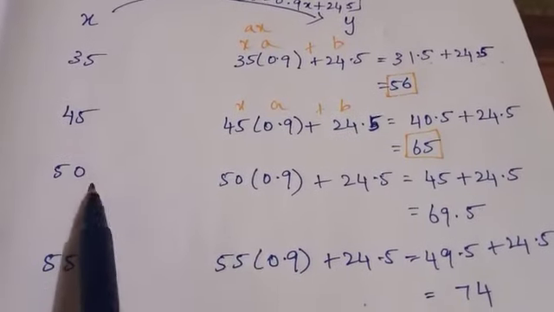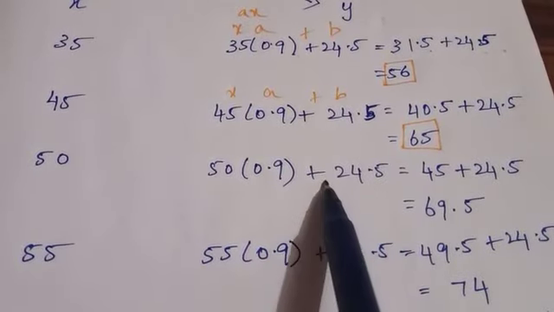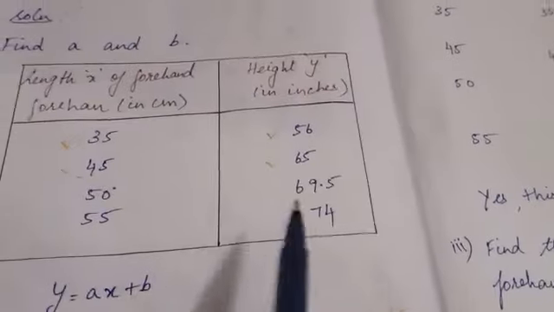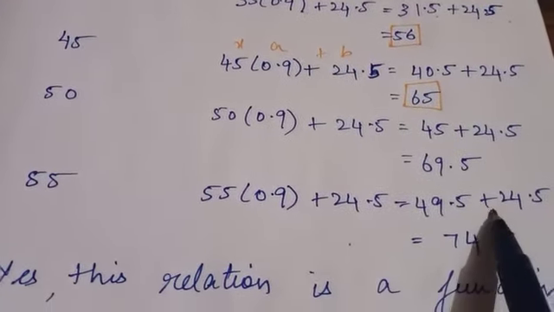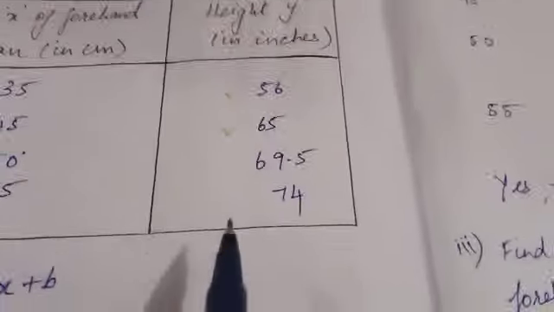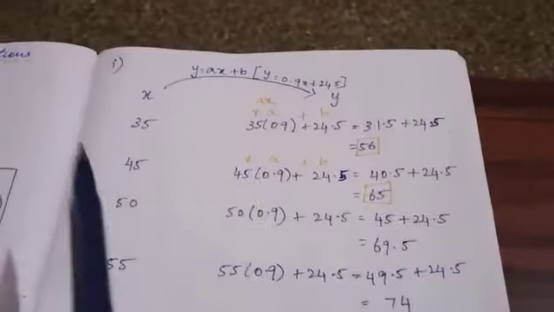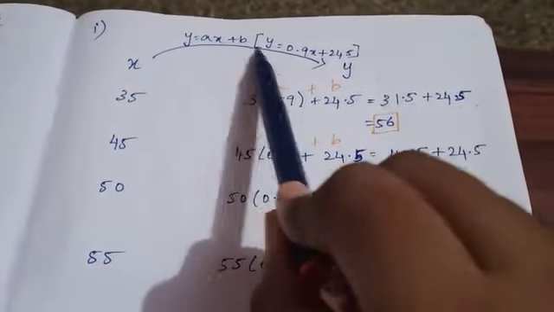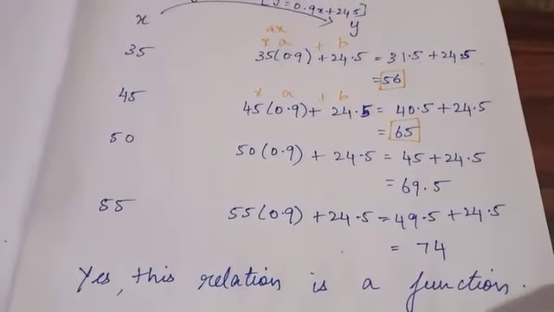The next number is 50. So 50 into 0.9 is 45 plus 24.5. When we add this, we'll get 69.5. Next, when I substitute 55, when I multiply this, my answer is 49.5 plus 24.5 is 74. So yes, I have got 74. So since the elements of x and y satisfy this relation, then it is a function. So yes, this relation is a function.